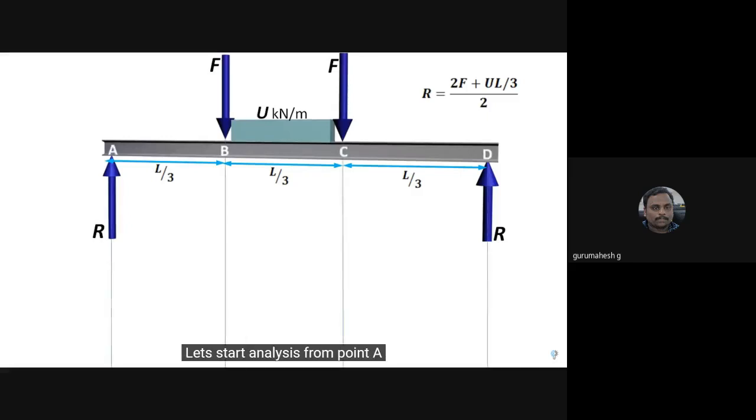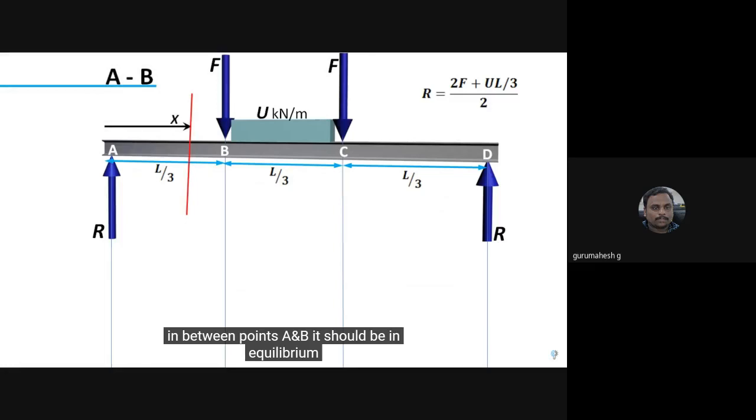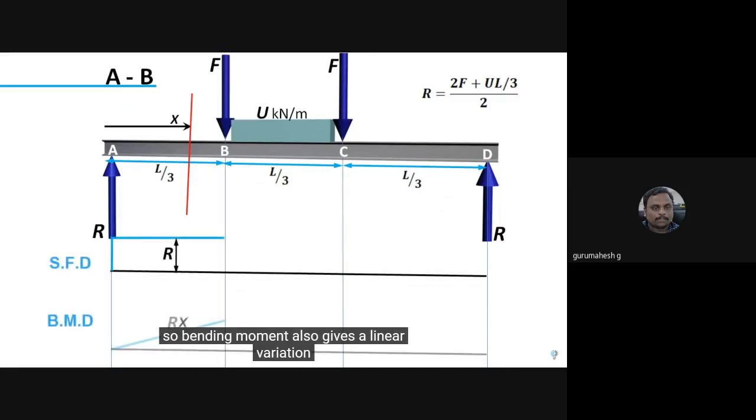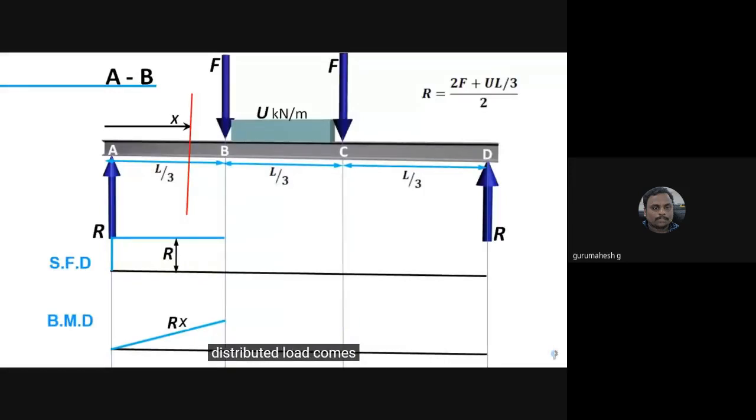analysis from point A. If you take section between point A and B, it should be in equilibrium. So shear force will have equal magnitude of reaction force. So bending moment also gives a linear variation. But after point B, effect of point load and distributed load comes. Effect of distributed load is something interesting.